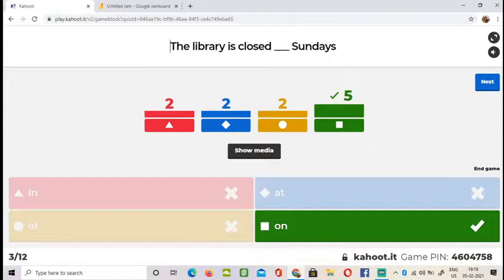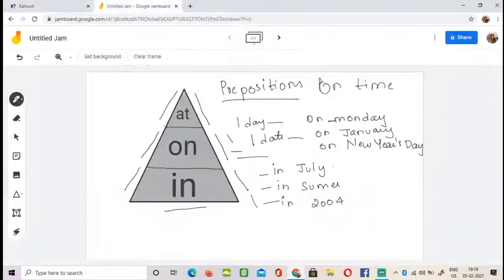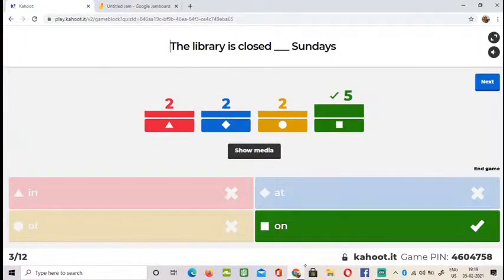As we discussed earlier, it's on because we are specifying one day, one date. As I said, on describes one day and one date. So that's on Monday, on Sunday. The question here is the library is closed dash Sundays. So it is on Sundays, and I hope you all got it. Okay, so please don't make mistakes in the next coming questions.